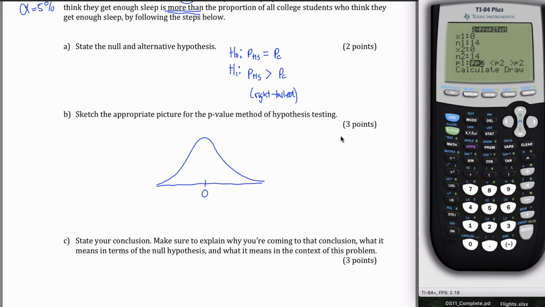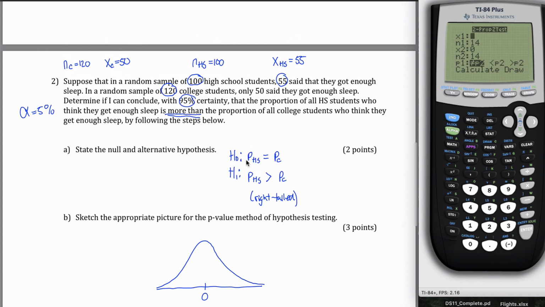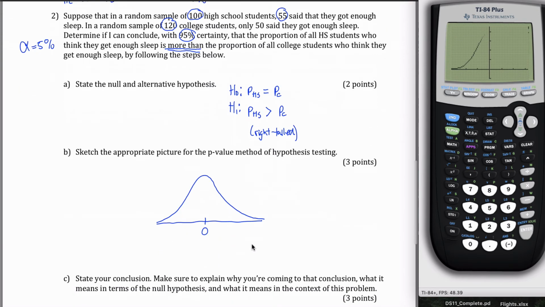You select that, it'll ask what is X of your first group? I'm calling high school my first group and college my second group. So X of high school would be 55. And N of high school would be 100, sorry. X of college would be 50. And N of college would be 120. And my claim is that the first group, high school, is greater than the second group, college. That's why I put this greater than sign here. And then either calculate or draw. Again, I prefer draw. You do whatever you want.